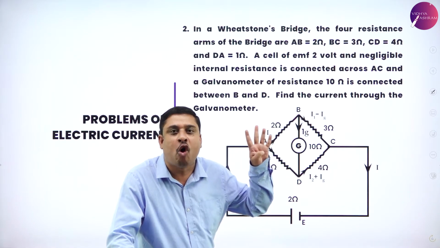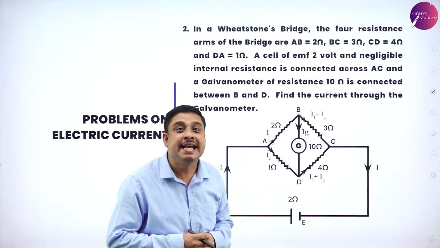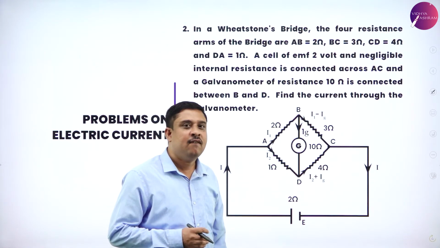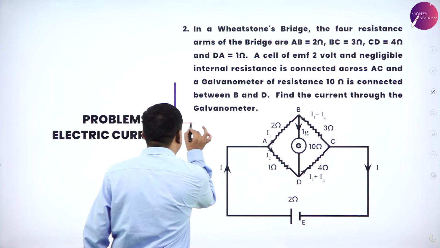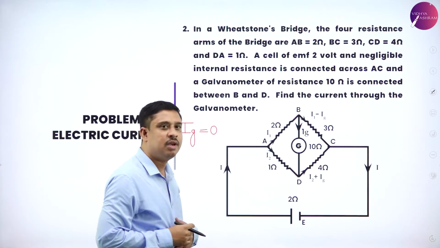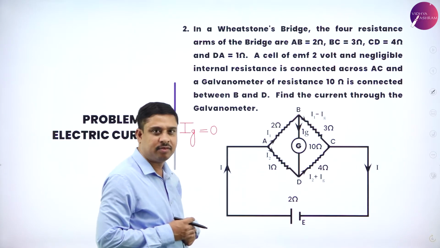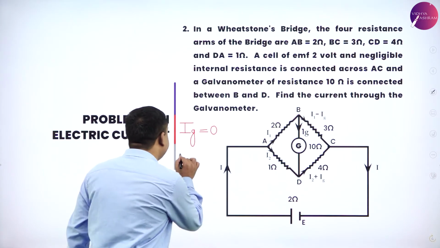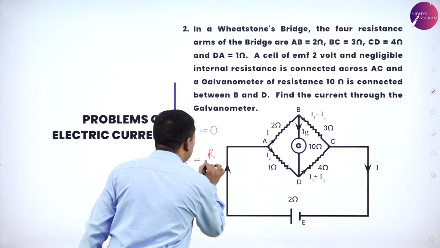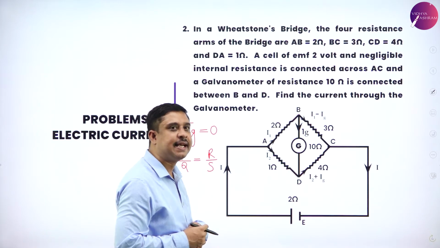There will be 4 resistors connected in a cyclic order. When do you say Wheatstone's network is balanced? When Ig is equal to 0. No current flows through this galvanometer. And the balancing condition, P by Q equals R by S. So this was the balancing condition.